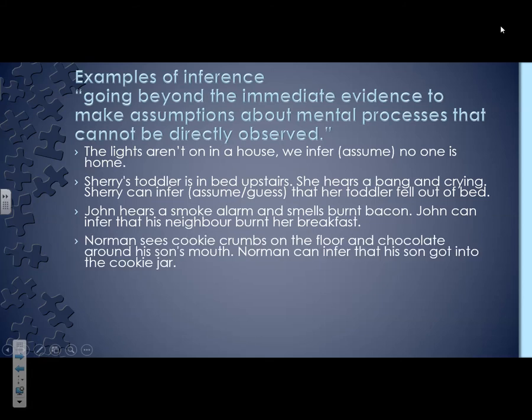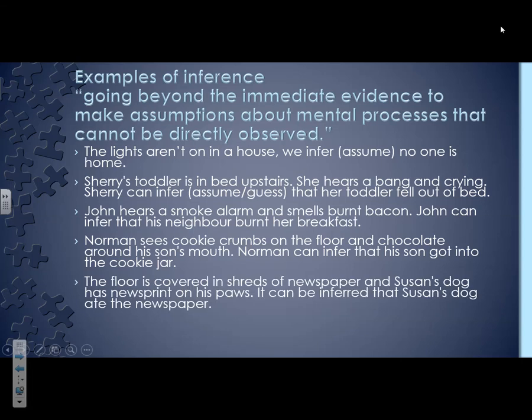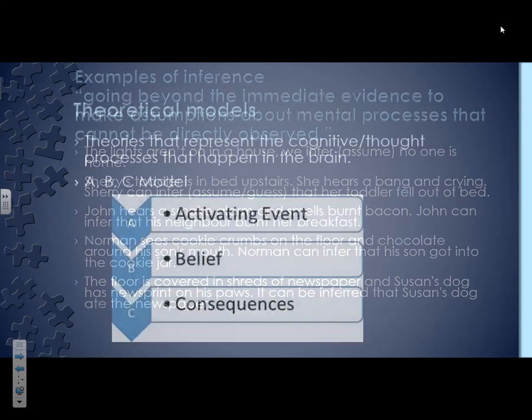Norman sees cookie crumbs on the floor and chocolate around his son's mouth. Norman can infer his son got into the cookie jar. So he didn't see the son get into the cookie jar, he didn't see the son eat the cookies, but because of the cookie crumbs and the chocolate around his mouth, he can assume that that's what's happened. And the final one, the floor is covered in shreds of newspaper and Susan's dog has newspaper on his paws. We can infer, we can assume, we can work out. We didn't see Susan's dog do it, but from the evidence we can assume that Susan's dog ate the newspaper.